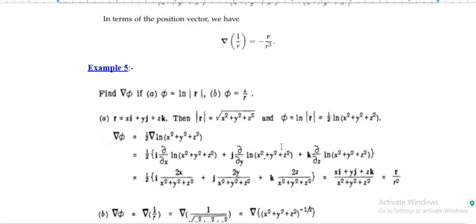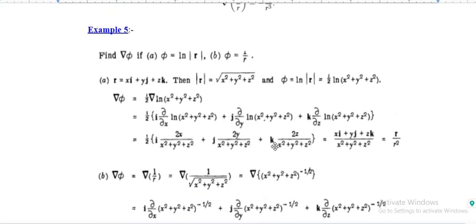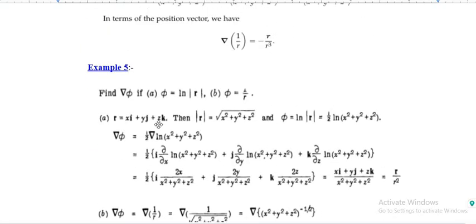And the last one, again we are finding some gradient of phi, where phi is given as log of r. Remember it, here we are just making it complicated. This is log of r, and in another case this is given as 1 by r. So first just take log of r.